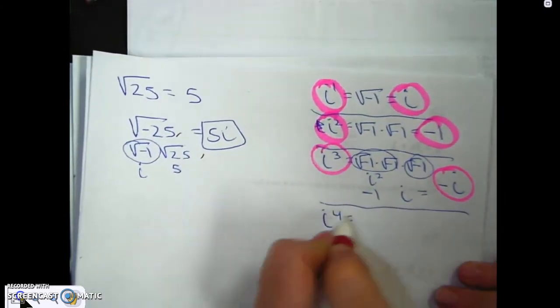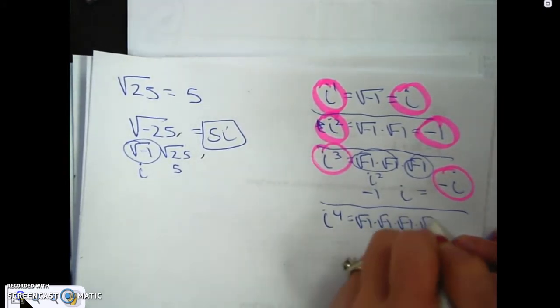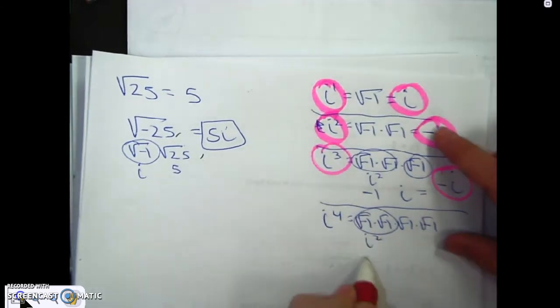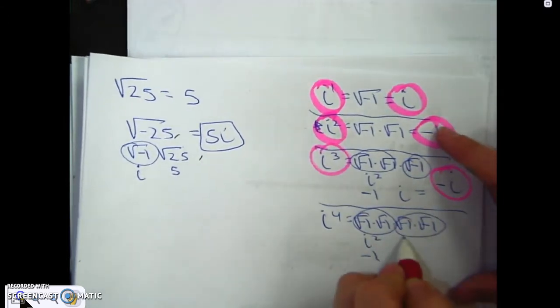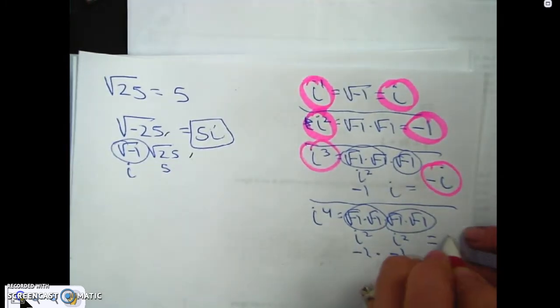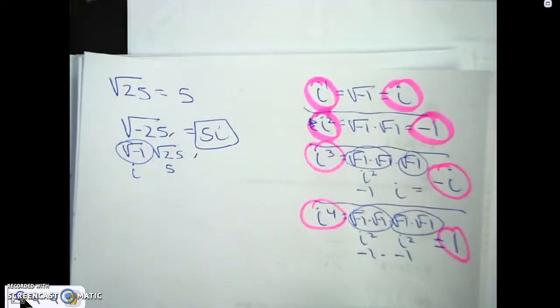i to the fourth is equal to the square root of negative 1 times the square root of negative 1 times the square root of negative 1 times the square root of negative 1. But this is really just i squared, which is negative 1. And this is really just i squared, which is negative 1. So negative 1 times negative 1 is 1. So i to the fourth is 1.